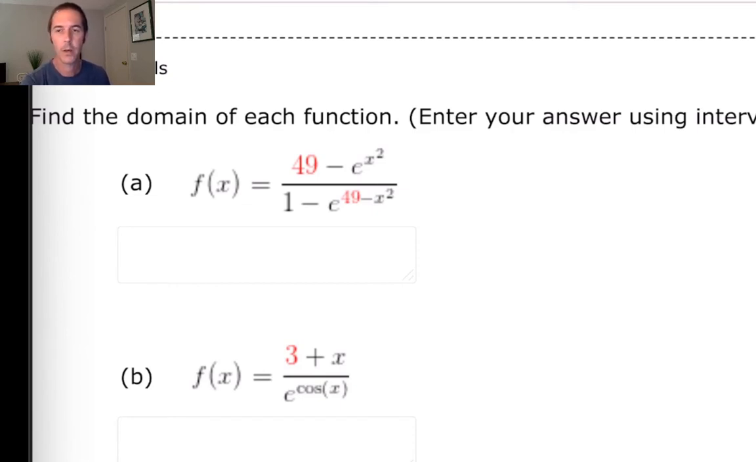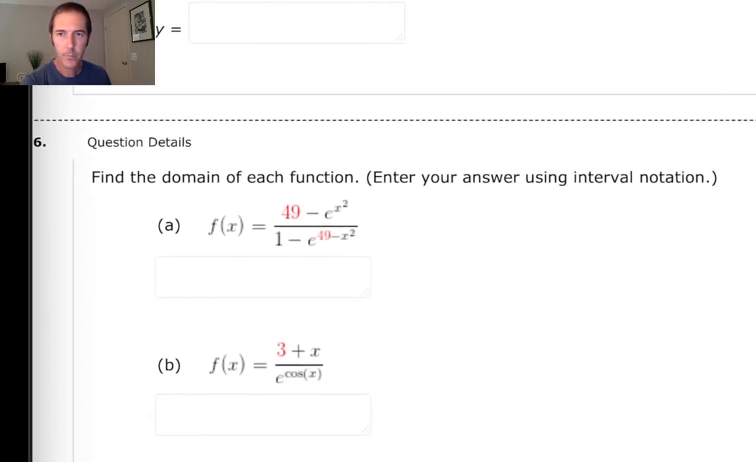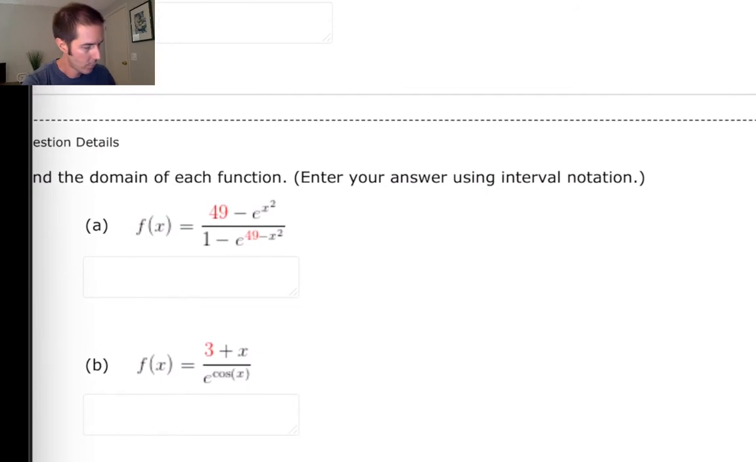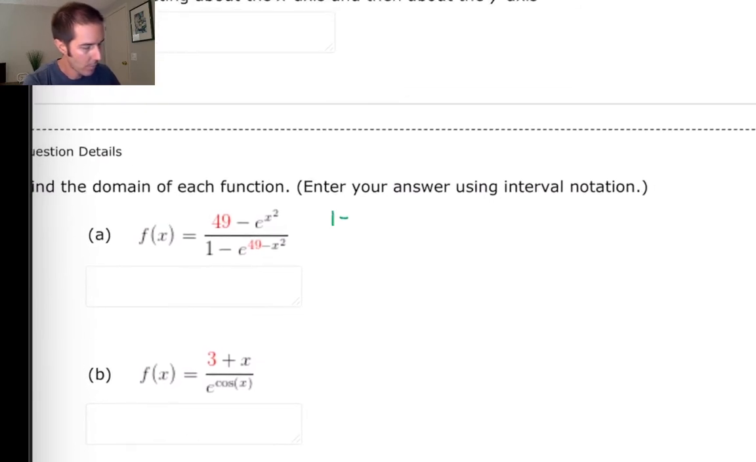Okay? In this case, we have a fraction in part A, and we want to make sure that we don't divide by 0, so we want to make sure that 1 minus e to the power of 49 minus x squared does not equal 0. How do we prevent that from happening? You should solve this equation that I've just written. 1 minus e to the power of 49 minus x squared, you should solve this.